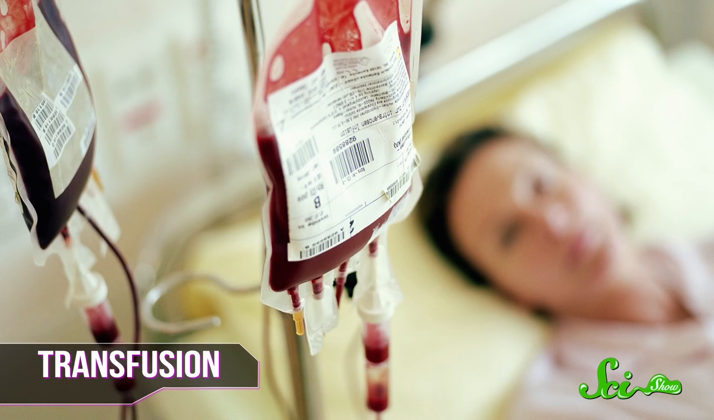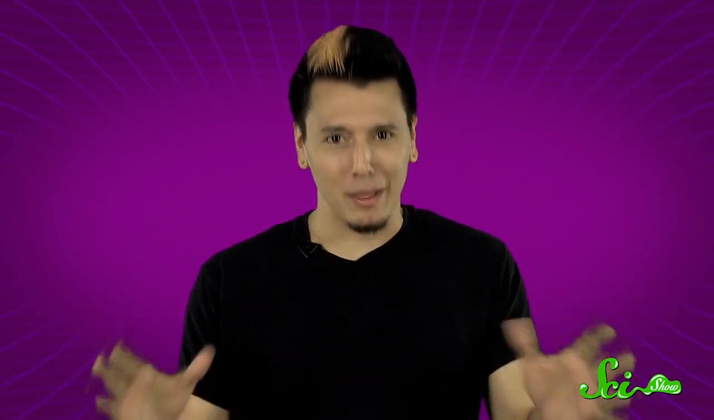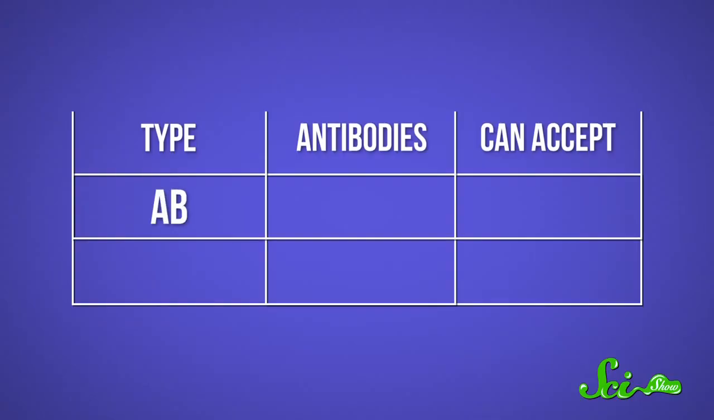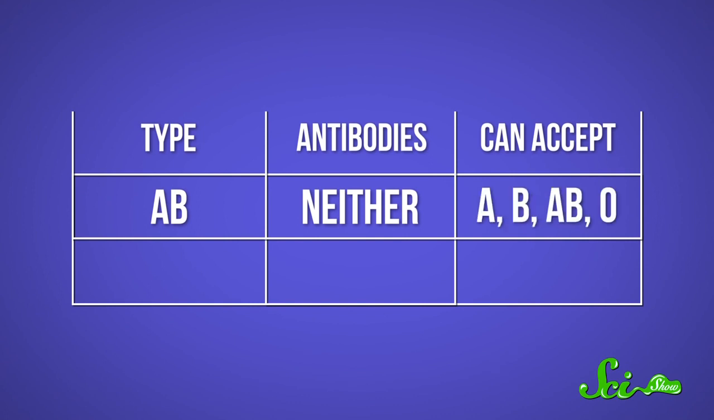Now, when it comes to transfusing blood from one person to another, compatibility is kind of important to preventing a serious, possibly life-threatening reaction. But finding the right match has less to do with which letter you have than which letter you have the antibodies for, which sounds confusing, but let me explain. So type AB people don't have antibodies for either A or B, so they can accept A, B, AB, or O. But type Os have both A and B antibodies, so they can only accept other Os.